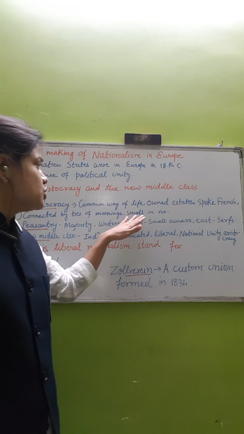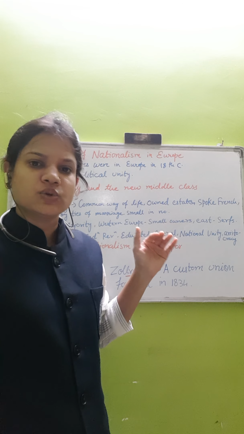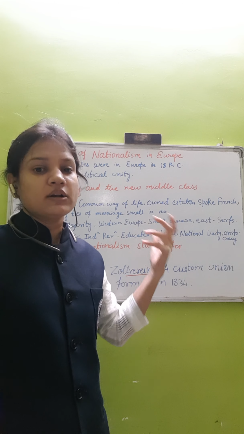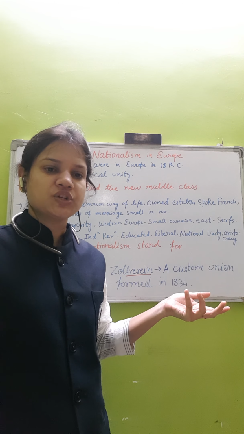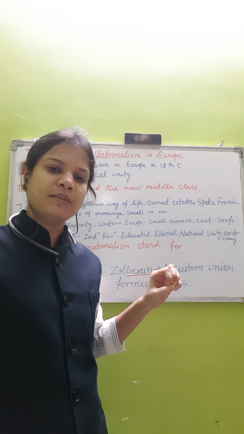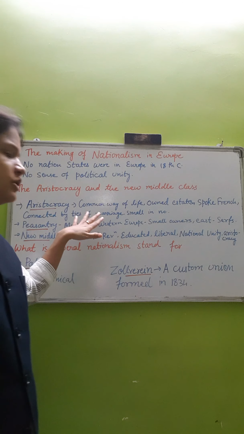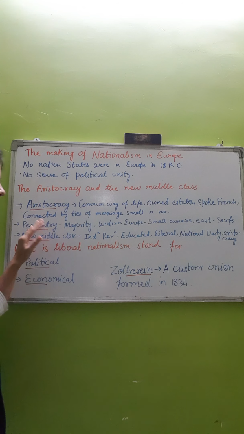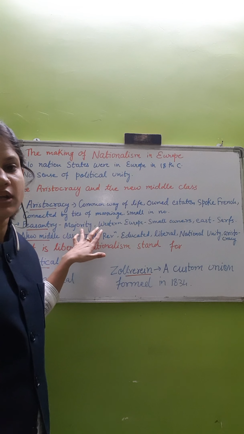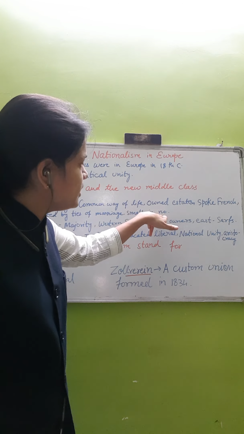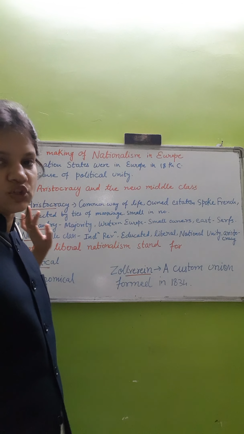Then small in number: yes, the aristocracy were few, but they were controlling a huge population. They were small in number but controlling a large population. So this is about the aristocracy. Now come to the peasantry. Peasantry were the majority in population. They were more in number and controlled by the small number, who were the aristocracy.